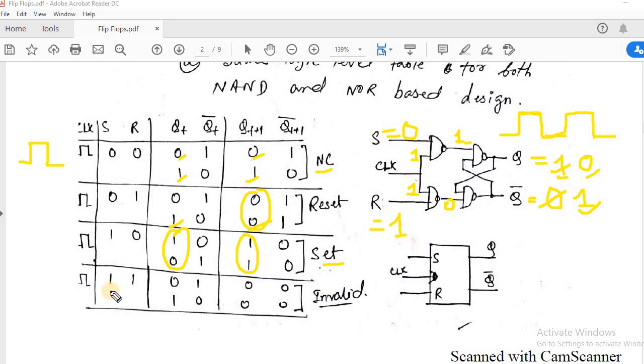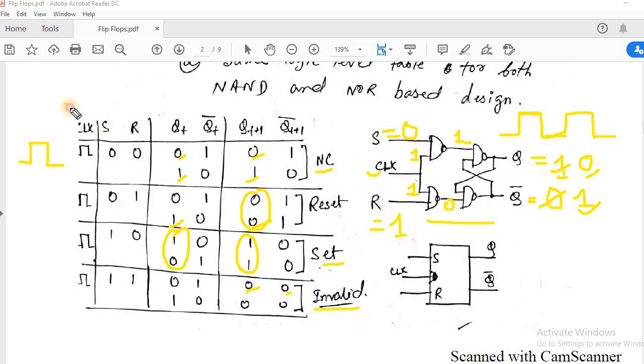And if I make both S and R equal to 1, the output will be invalid. Invalid means both outputs will try to get the same state, either 0 or 1. So this is the operation of a clocked SR latch, or we can say SR flip-flop. Now when I include a clock with the latch, then we term this device a flip-flop.